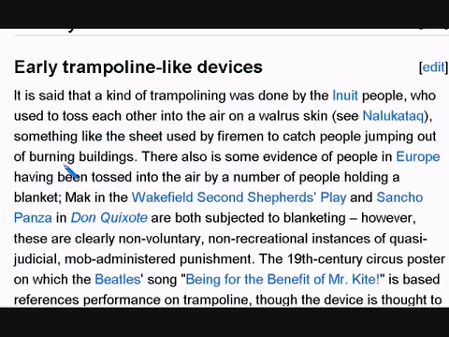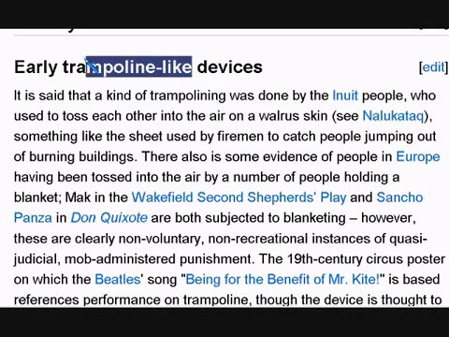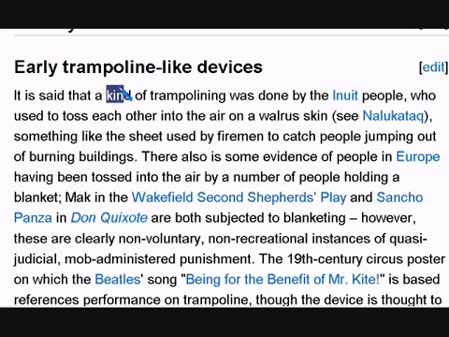Let's go to early trampoline-like devices. So this is something that's, if it's similar to a trampoline, we say trampoline-like. So early trampoline-like devices. It is said that a kind of trampolining was, this is another way of saying trampoline-like. Trampoline-like, a kind of trampolining. That's kind of the same thing.